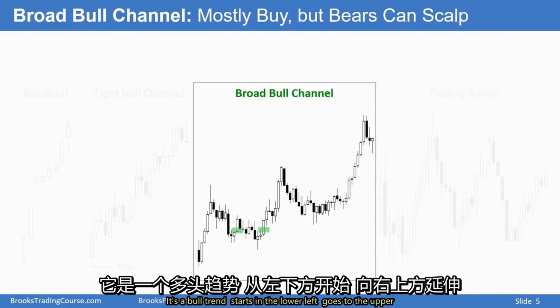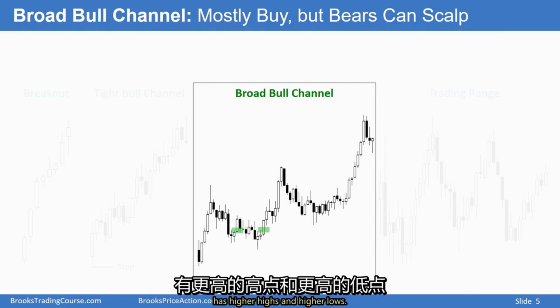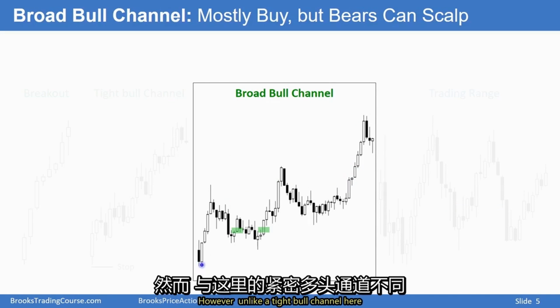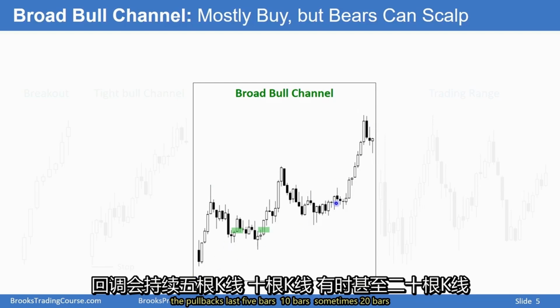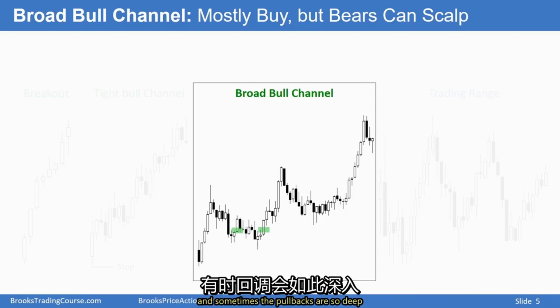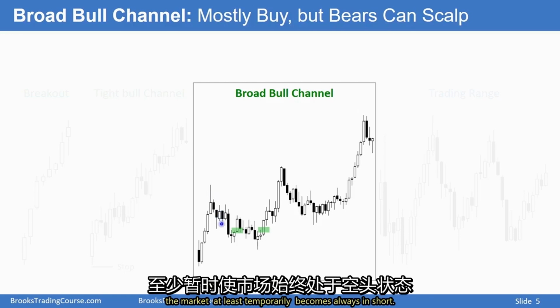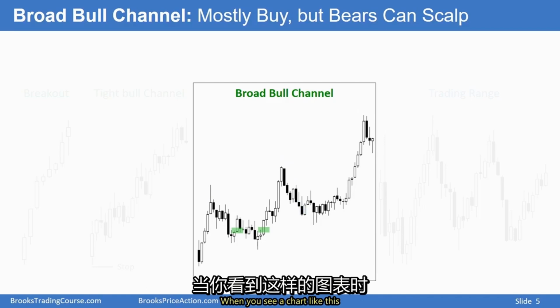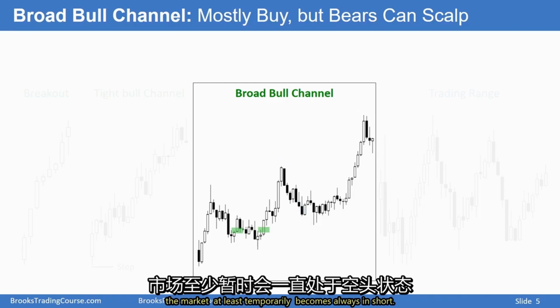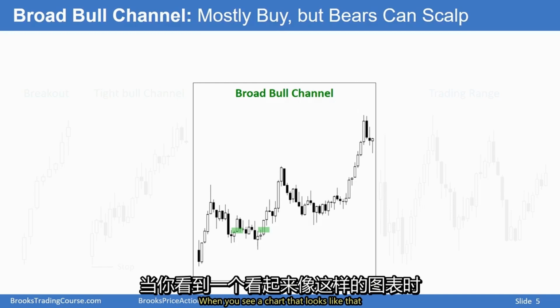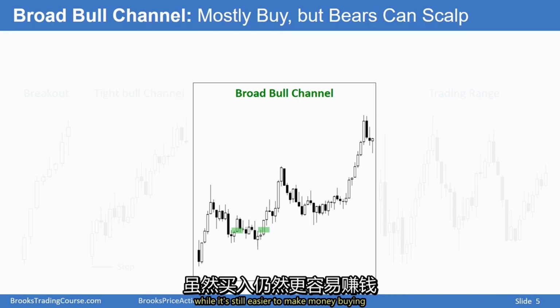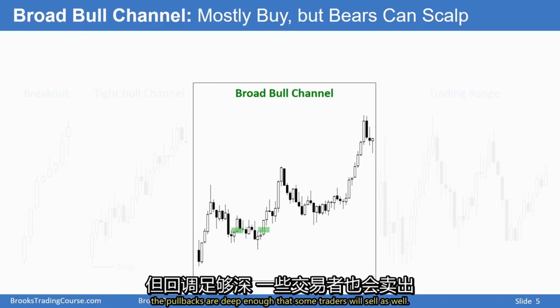The third pattern is a broad bull channel. It's a bull trend, starts in the lower left, goes to the upper right, has higher highs and higher lows. However, unlike a tight bull channel, here the pullbacks last 5 bars, 10 bars, sometimes 20 bars, and sometimes the pullbacks are so deep, the market, at least temporarily, becomes always in short. When you see a chart that looks like that, while it's still easier to make money buying, the pullbacks are deep enough that some traders will sell as well.